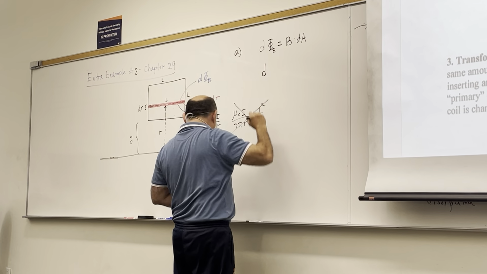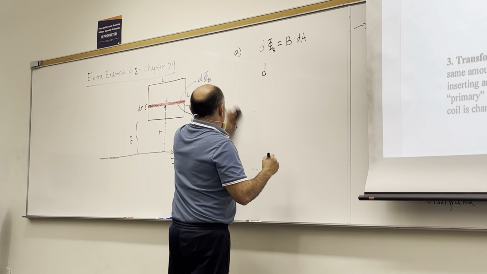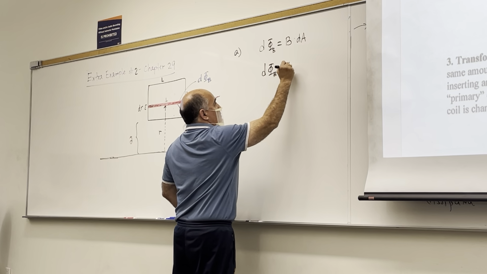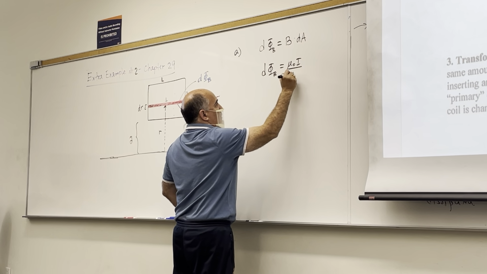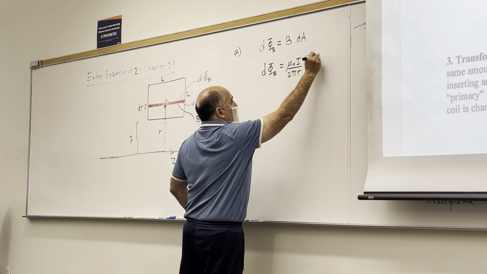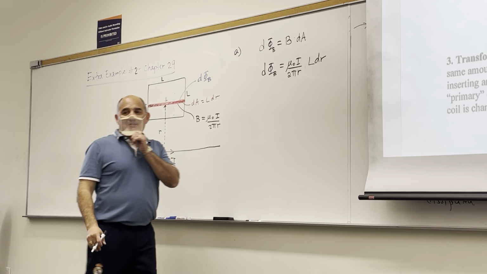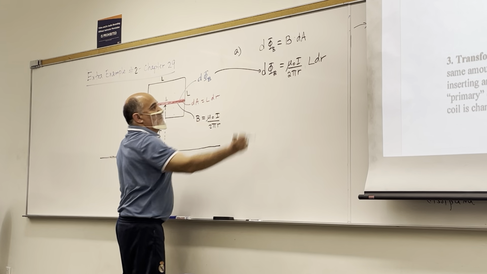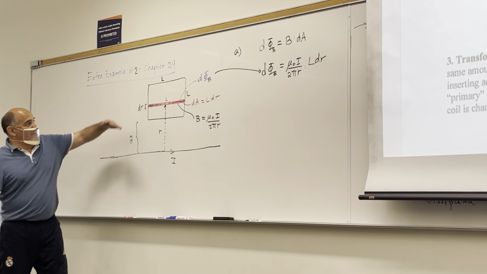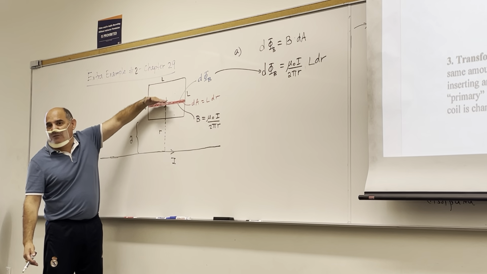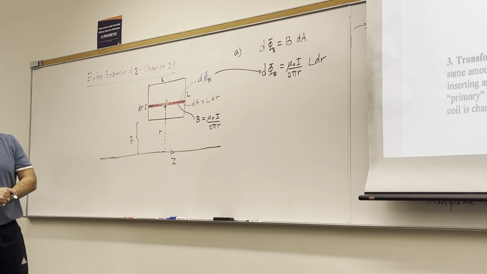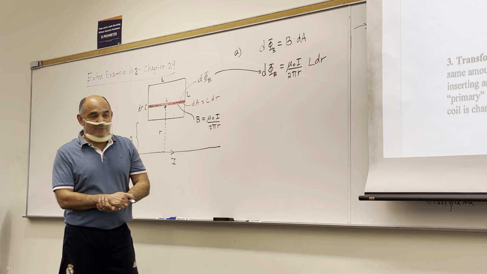So the magnetic flux through that strip is mu naught I over 2 pi R times L dr. That's the magnetic flux through that strip. That's d phi. What I want is the entire magnetic flux through the loop. So what do you think I should do? Which is the variable here? R. So I have to integrate both sides.